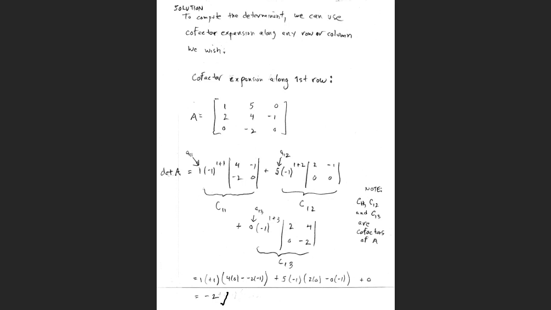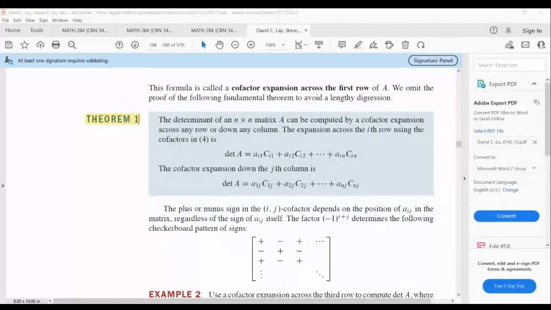But again, we can do cofactor expansion along any row or column we choose. And theorem 1 in the book mentions that. The determinant of a square matrix can be computed by cofactor expansion down any row or any column.